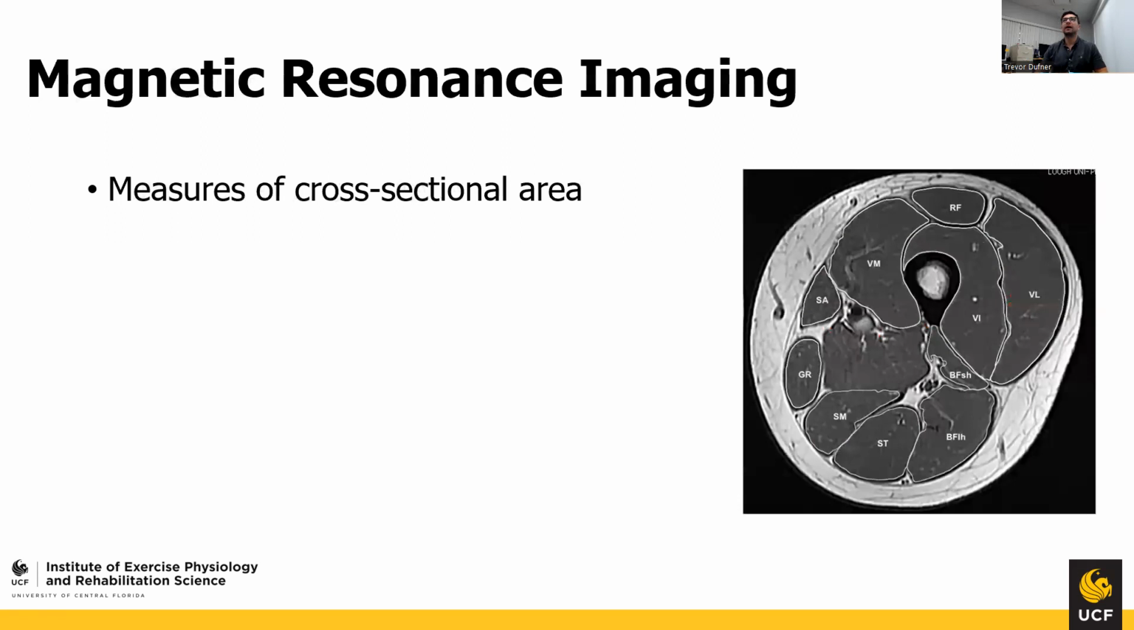Next one is magnetic resonance imaging, or MRI. We all probably have heard of an MRI. Usually it's not used for measuring cross-sectional areas of muscle because it's so expensive. But if you wanted to, this would be best case scenario.